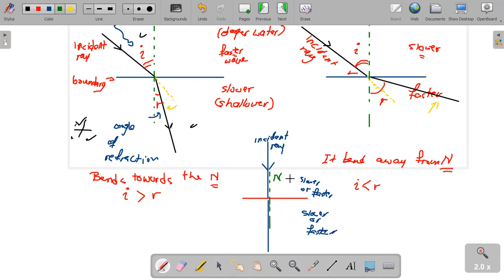It's 0. It's not 90. Mr., but you said the incident ray is perpendicular to the surface. Perpendicular to the surface, but it's parallel to the normal. So the angle of incidence here is 0. And this is the special case and the only case where the angle of incidence equals the angle of refraction.